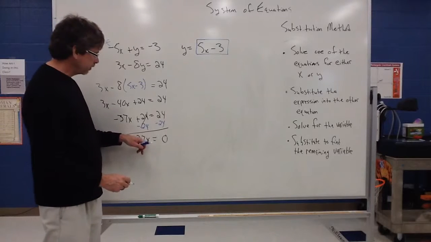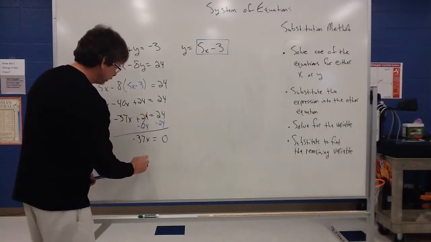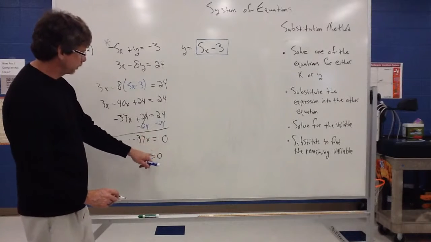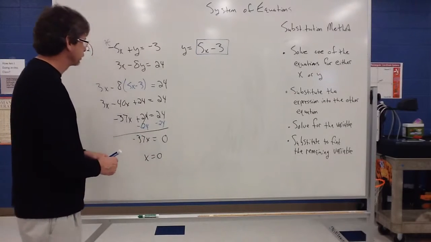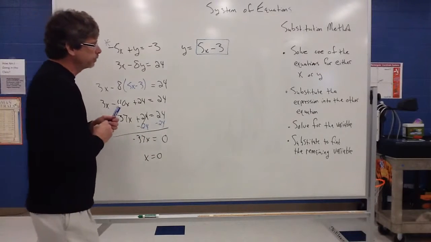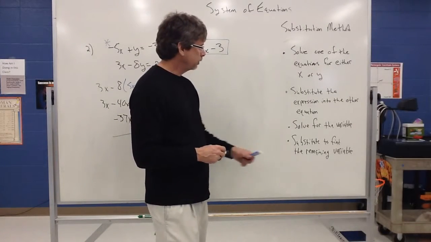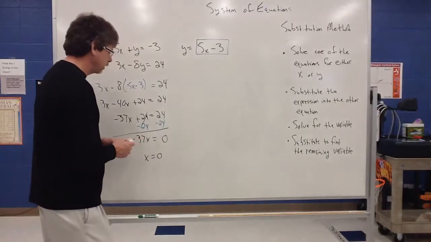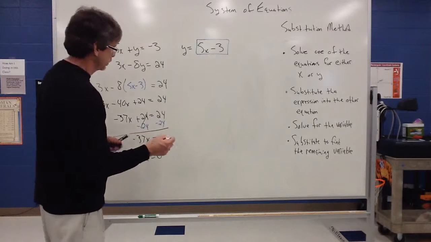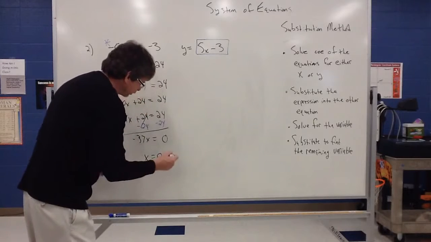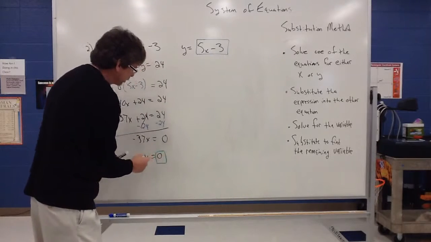And then negative 37 times what number is 0? We should be able to see, well, it's got to be a 0. Negative 37 times 0 would be 0, so x has to equal 0. So I've now solved for the variable. My remaining step is to substitute into the remaining equation. So this x equals 0 is going to allow me to solve for y.